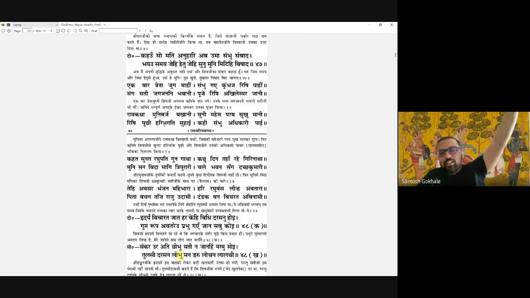This is eons ago. So ek bar Treta yuga mahi Shambhu gaye kumbhaja rishi pahi. Shambhu, Shiva, went to Agastya. Wait, but Agastya Rishi is a Kali Yuga Rishi. How did he go in Treta Yuga? What's going on? Right? So Goswami ji is saying that stories just repeat over time. History repeats itself in a transcendental manner also.